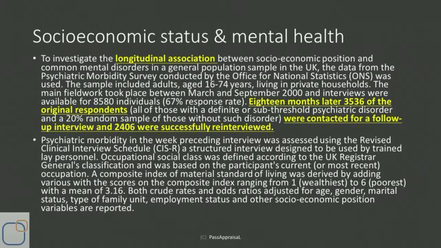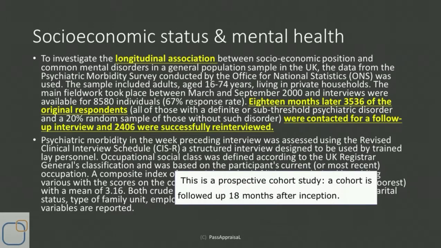So let's examine the information given in the text. We see certain keywords here. We see that to investigate the longitudinal association between socioeconomic position and common mental disorders in a general population sample, data from psychiatric morbidity survey was used. Sample included adults living in private households. Main fieldwork took place between March and September 2000. Interviews were available for 8,580 interviews. 18 months later, 3,500 of the original respondents were contacted for a follow-up interview, and 2,406 were successfully re-interviewed.